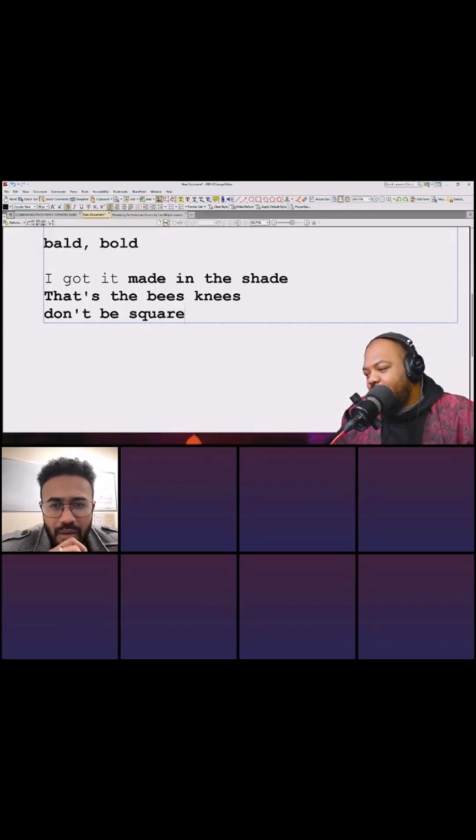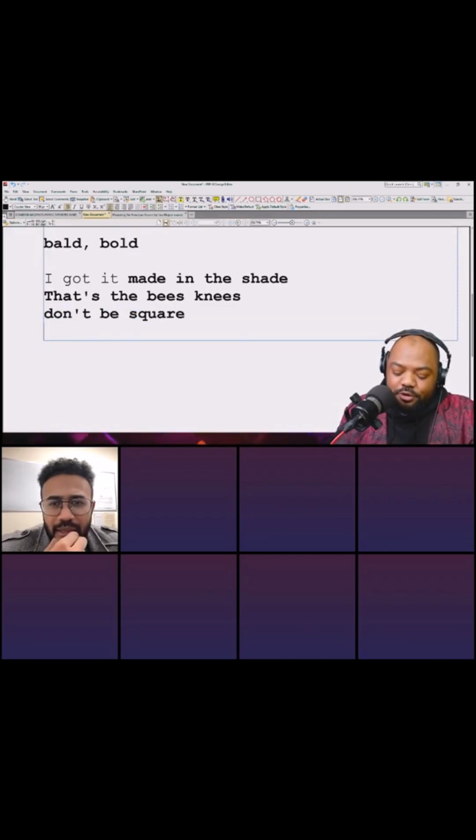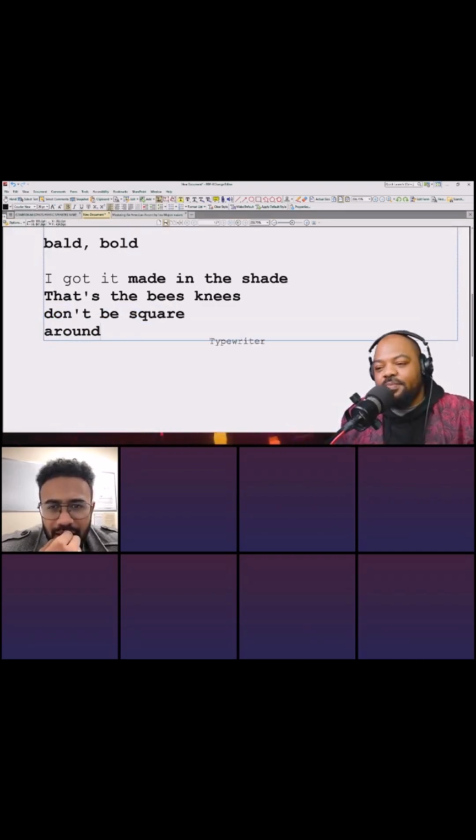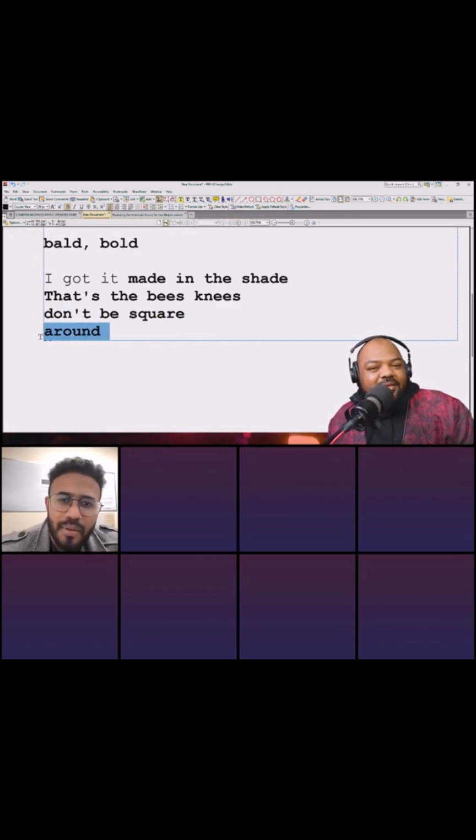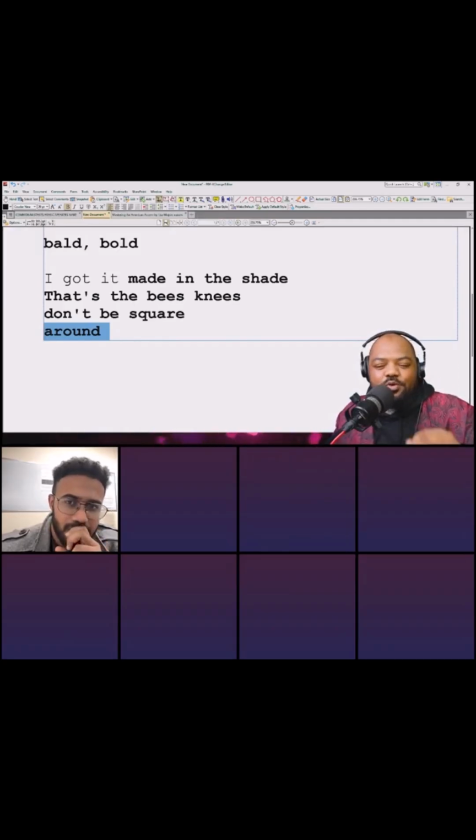Don't be square. It's actually very interesting the way it came out. Don't be square. They're saying, stay around us. So the word is around. So be around, stay with us. Instead of saying be around, they say don't be square, be around. Get it? Okay. But they don't say the around part. They just say don't be square.